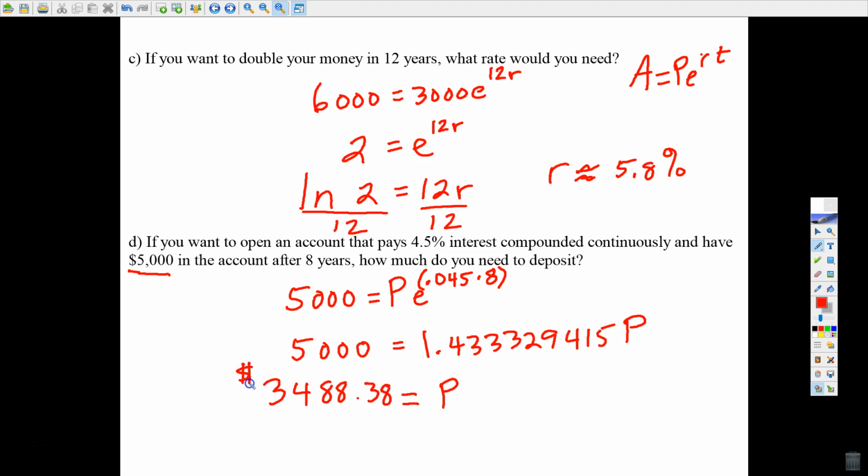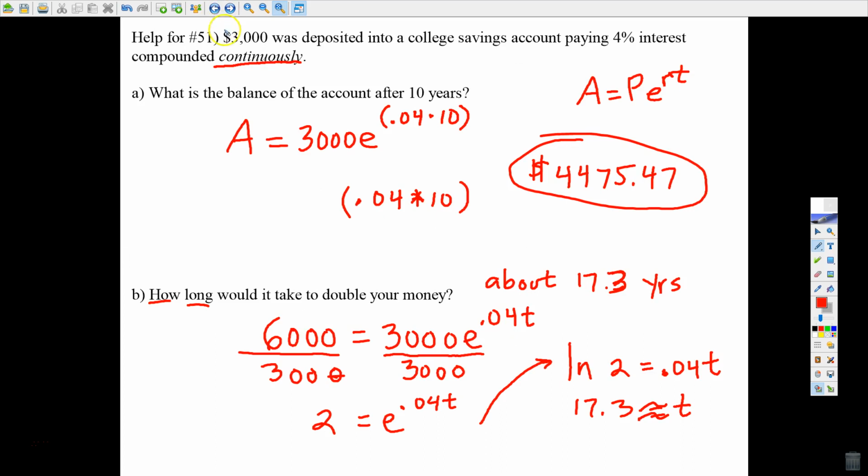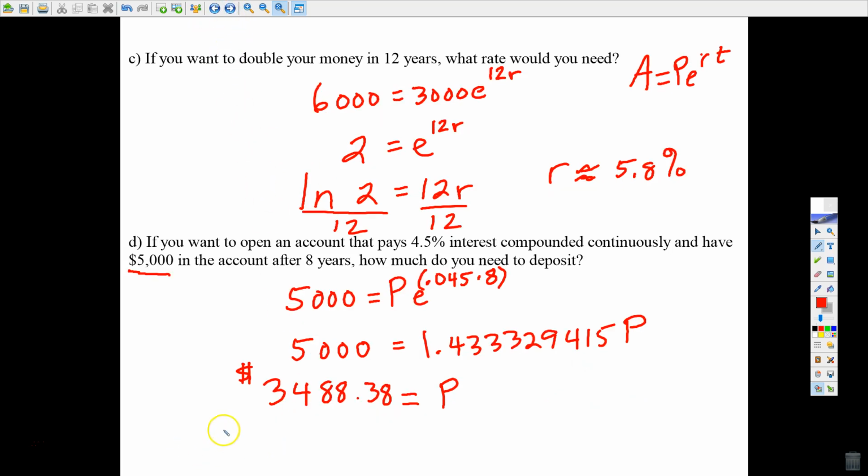We need to initially invest $3,488.38 in order to get $5,000 at the end of 8 years at that given interest rate compounded continuously. Okay, so I just gave you a problem that matches pretty closely to your number 51, so I hope that by having this in your notes you'll be able to do this problem successfully. Work hard on it, and if you have any questions, let me know.